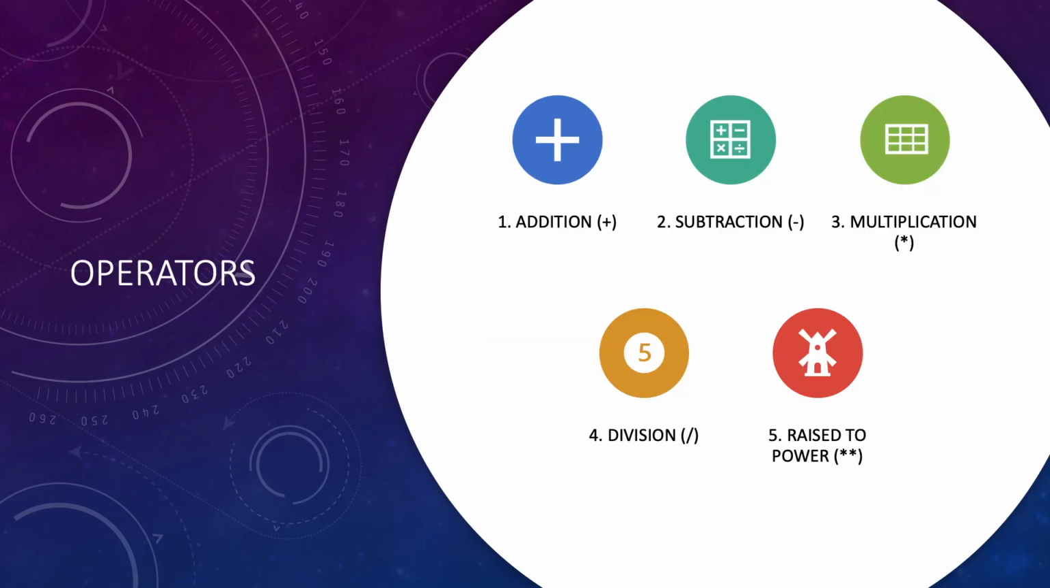We discussed variables. Operators are basically the same in all programming languages. There's just the raised-to-power one, which uses double stars. Everything else is like addition, subtraction, multiplication, division. And the rule of same data type applies to this as well.